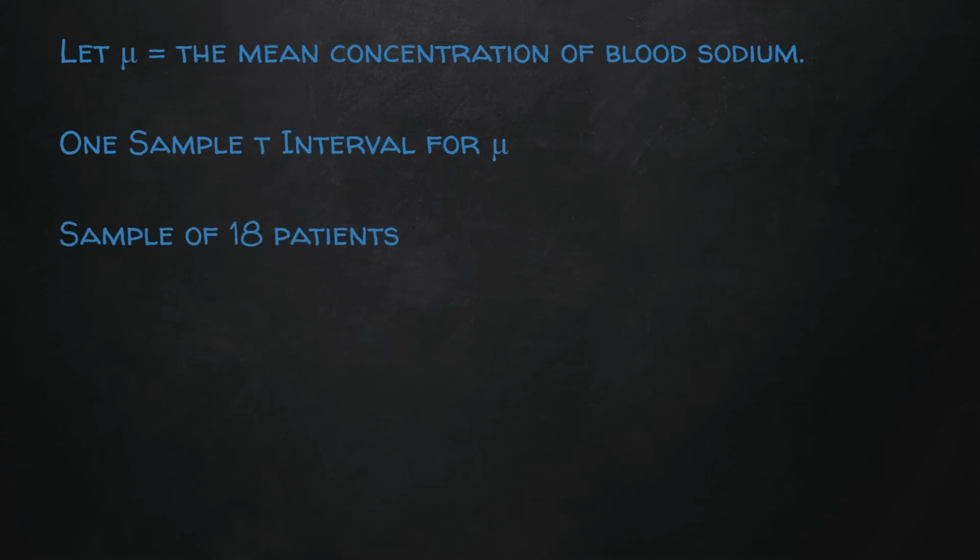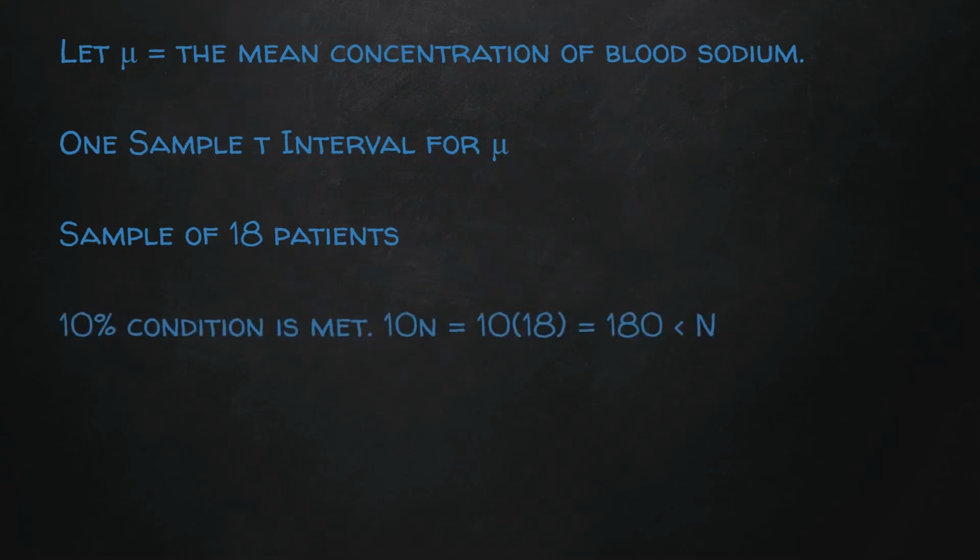Note here that this is not a random sample, but since only these 18 patients seem to exist, they encompass the entirety of the population itself. So the random sampling isn't as important here. The 10% condition is met. 10 times n would be 10 times 18, which is 180. And if there are 18 patients in the UK, it's safe to assume there's more than 180 in the entire world.